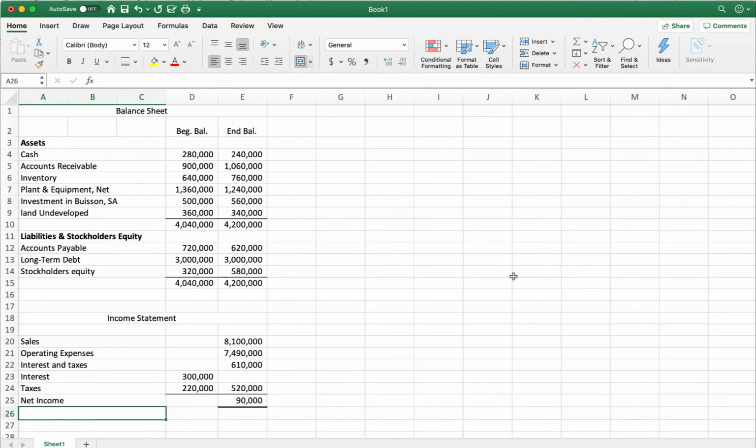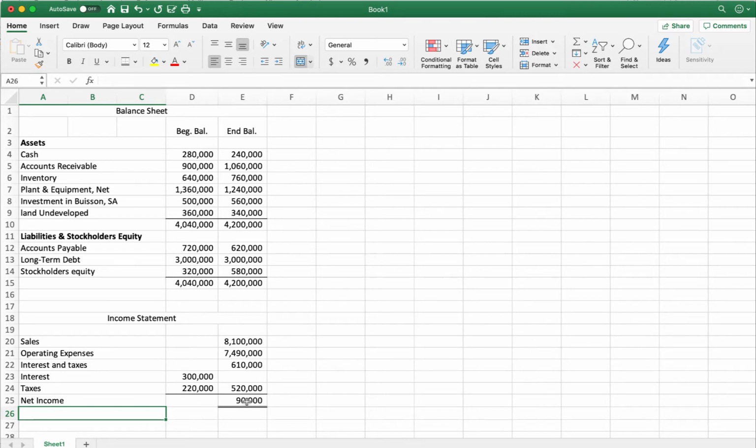Your homework is problem 11-15, and they ask you to calculate return on investment and residual income. They give you a balance sheet, and they also give you an income statement. So what I did was set the problem up exactly like your homework problem. Okay, so we have our assets, our liabilities, and our income statement.